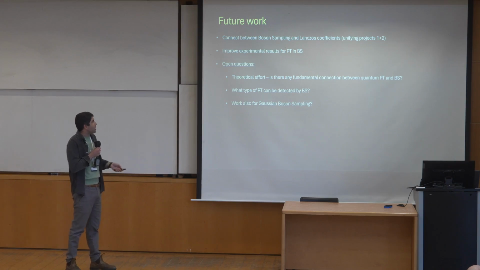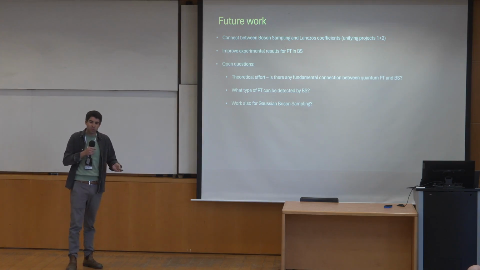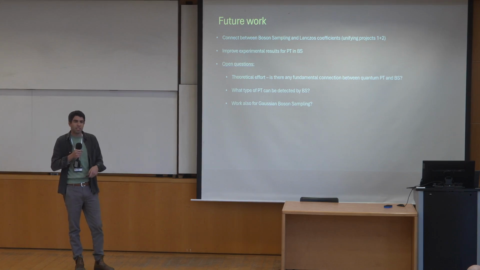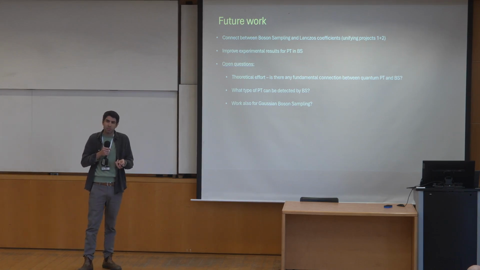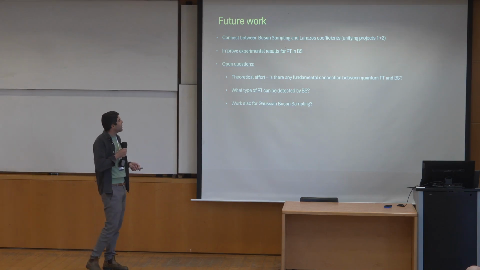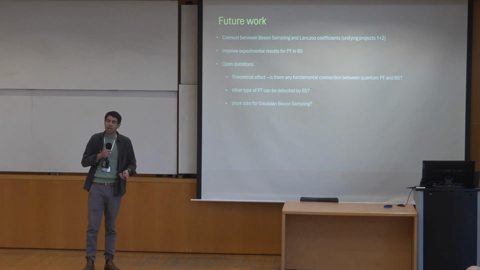There are also some first theoretical questions about the fundamental connection between phase transitions and boson sampling. Is this procedure of boson sampling, which somehow blends all the information, all the photons, making some interaction and getting permanents, this combinatorial thing, inherently connected to something deep about phase transitions? What type of phase transition can be detected by boson sampling? And what about Gaussian boson sampling?